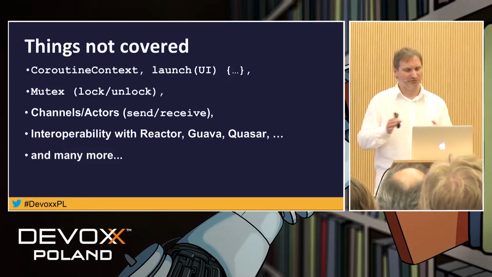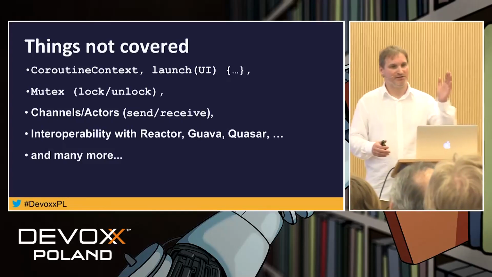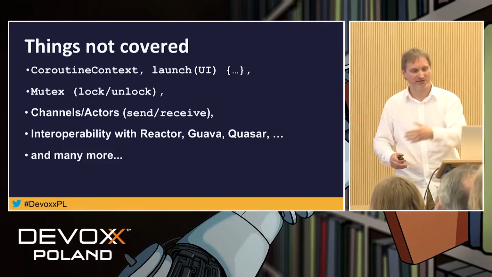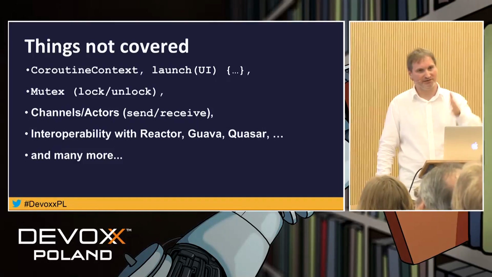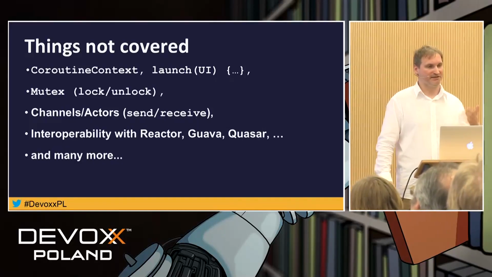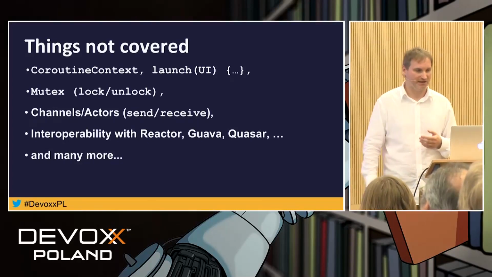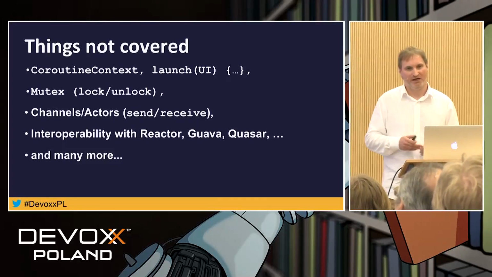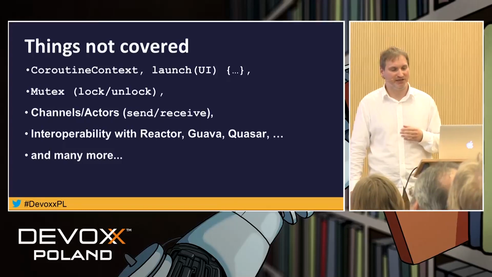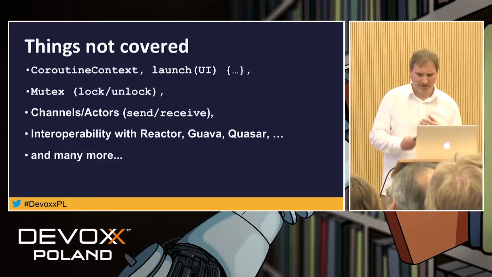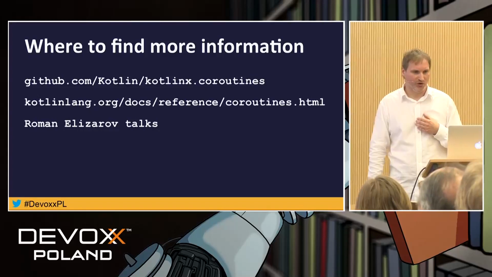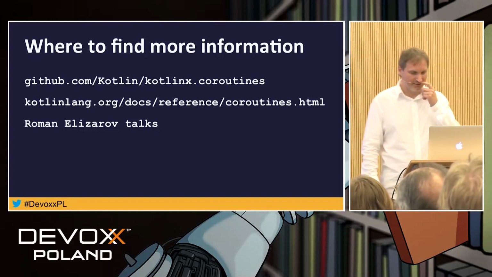And there are libraries which allow you to interoperate with different kinds of existing solutions. I mentioned CompletableFuture and RxJava. There are libraries for things like reactive streams, Guava or Quasar, and you can easily create your own. So if you want to know more, there's a couple of places you can have a look.